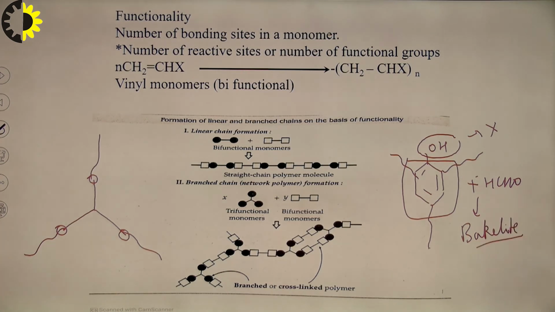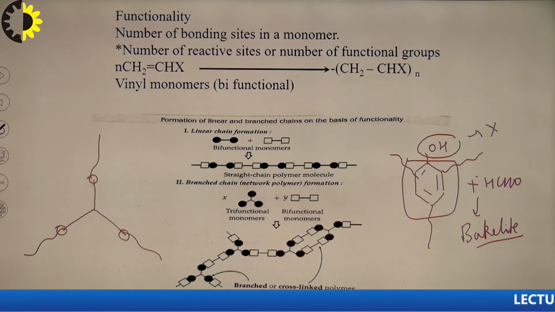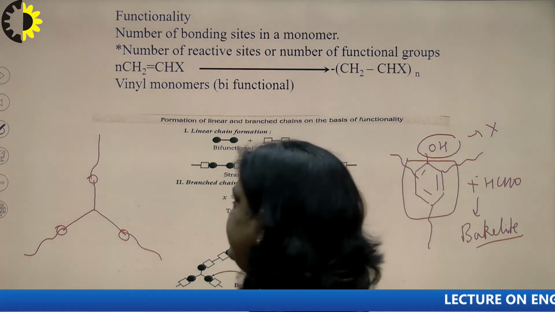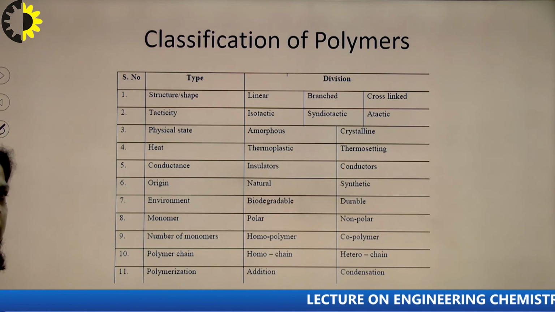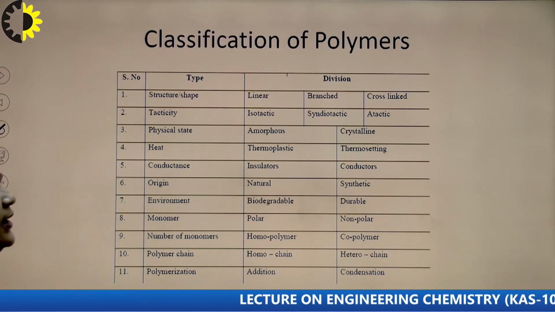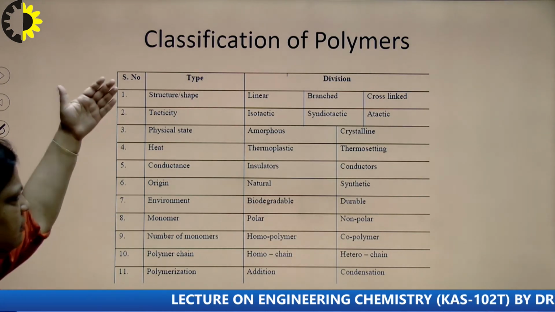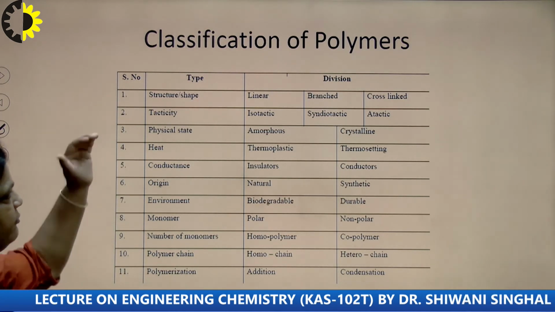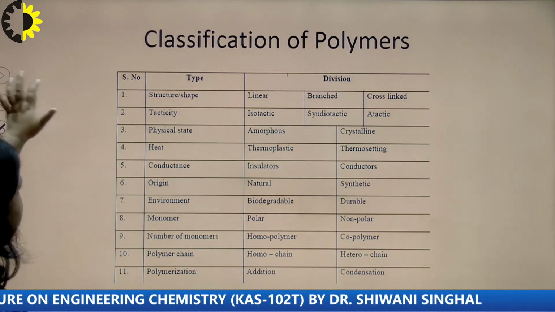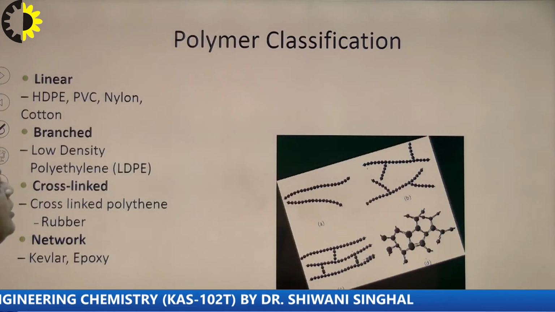So, phenol is not a monomer due to the OH, but if we check the linkage due to this benzene ring, 3 sites are available. So, a cross-link structure will form. Now, classification. Polymers are classified on the basis of various properties. We will discuss them one by one. First, on the basis of structure.